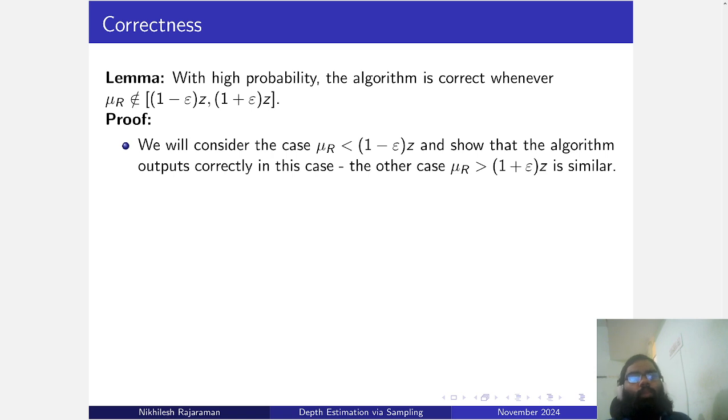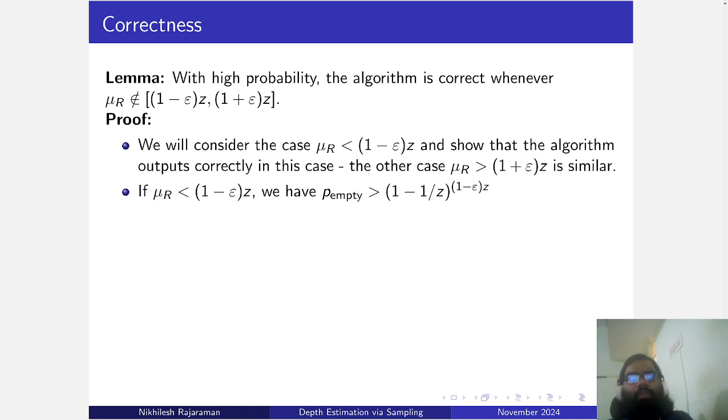We'll come to the proof, and we can break this analysis down into two parts. One case where the true depth is in the lower regime, that is less than 1 minus epsilon times z, and another case where the true depth is greater than 1 plus epsilon times z. Essentially we're going to only look at one of these two cases. We'll look at this lower regime where the depth is less than 1 minus epsilon times z, and we'll show that our algorithm in this case is going to output correctly with high probability. For the other case, the analysis is very similar, so I'll skip that.